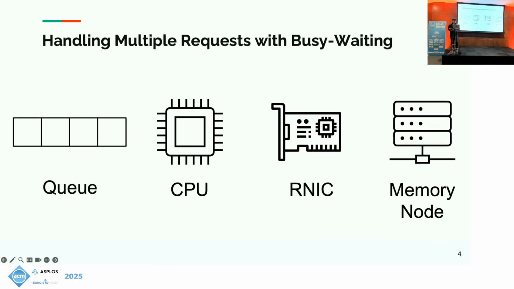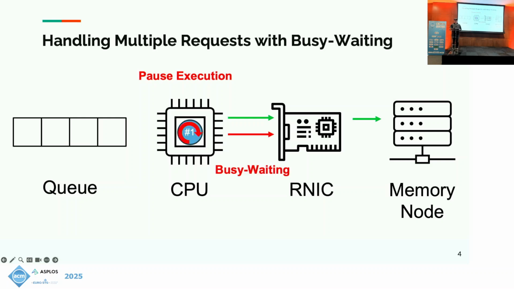What happens if the CPU has to handle multiple requests at a time? Let's assume there is a queue for arriving requests. Request number 1 arrives in the queue, and the CPU serves it. A page fault takes place. The CPU pauses the execution and sends a page fetch request to the memory node, as you have seen in the previous slide. While the CPU busy waits for page fetching, new requests arrive in the queue.